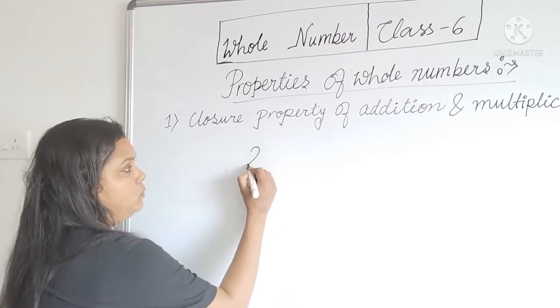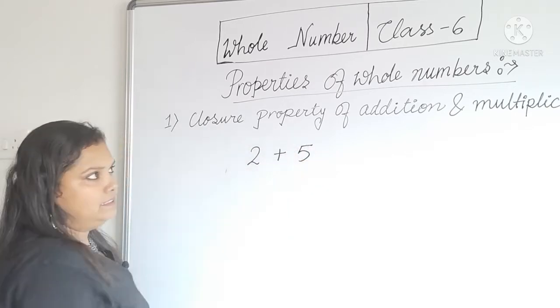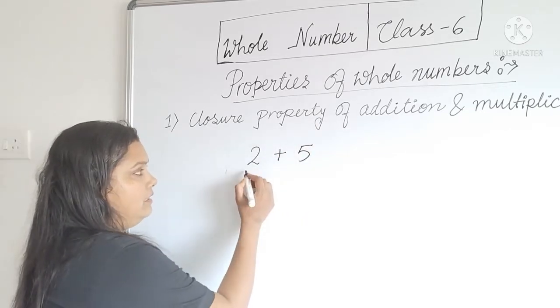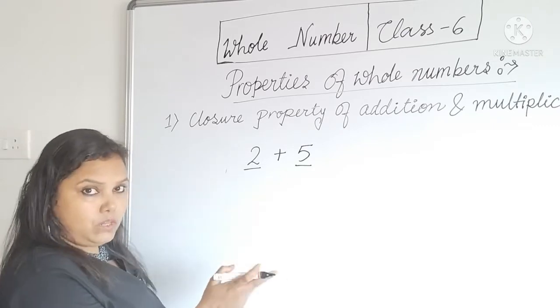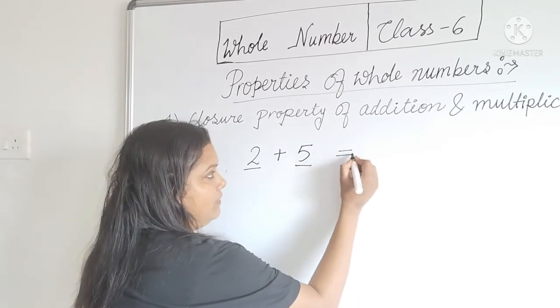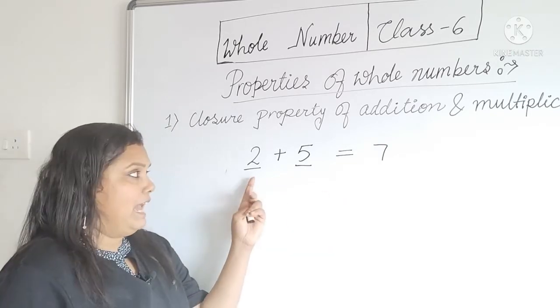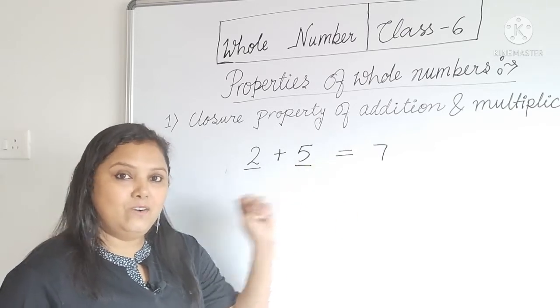Let's take 2 and 5. We are going to add them. So when this is a whole number and this one is also a whole number, 2 and 5 both are whole numbers, when we add them, we will get 7. Again, this is a whole number. When we add any two whole numbers, we will get a whole number.